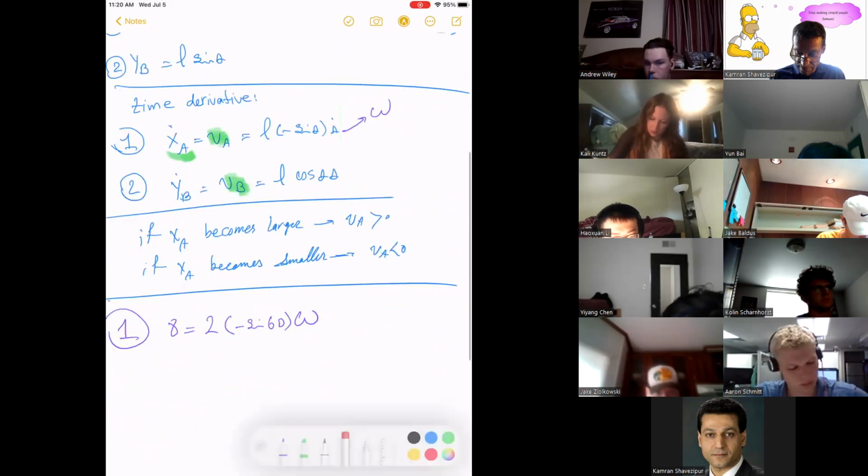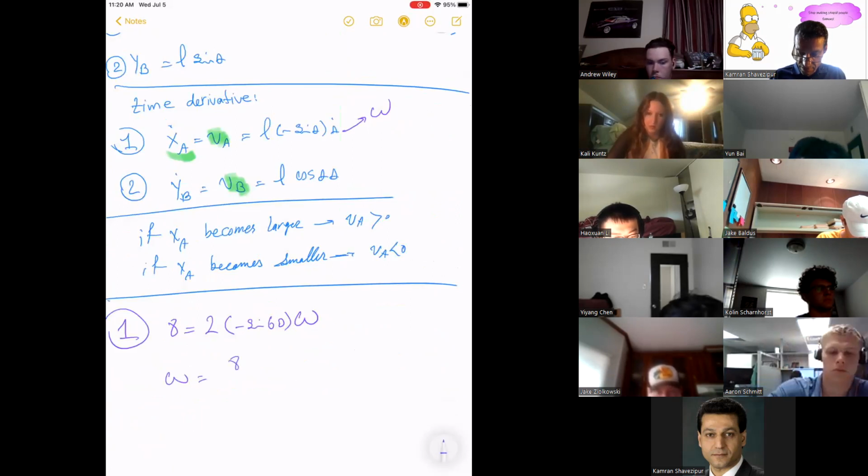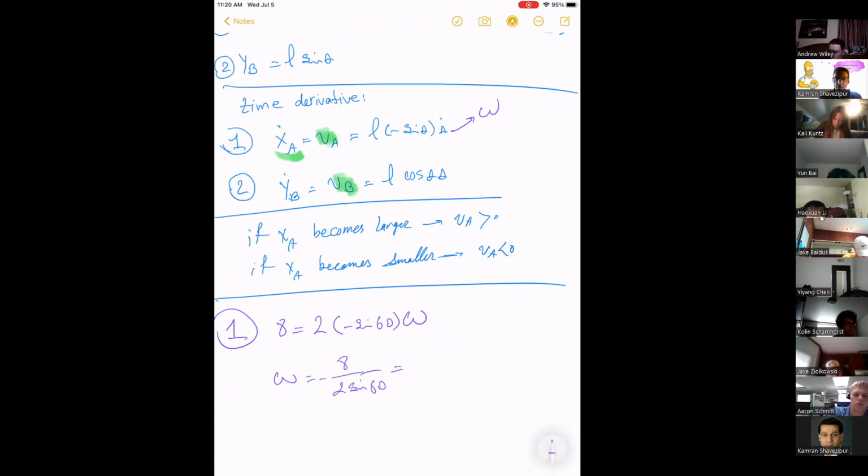Now from 1, you can get your omega is 8 divided by 2 sine 60 with a negative. How much is this number? You guys give me the number.